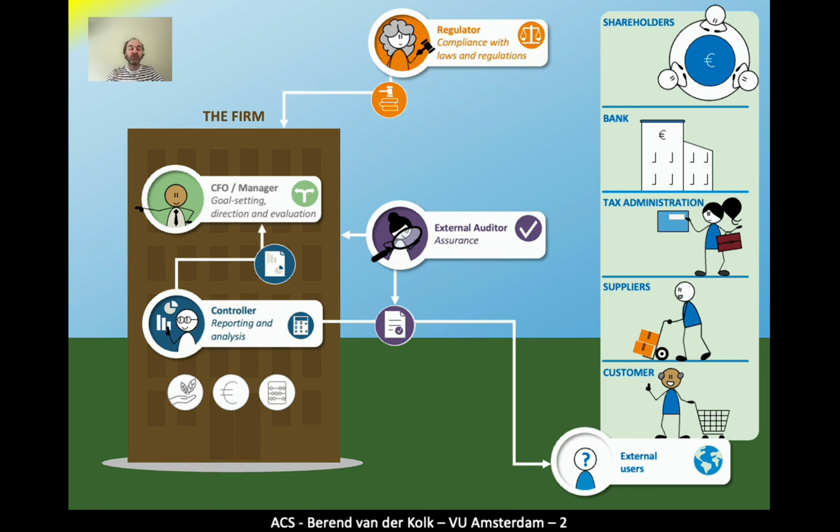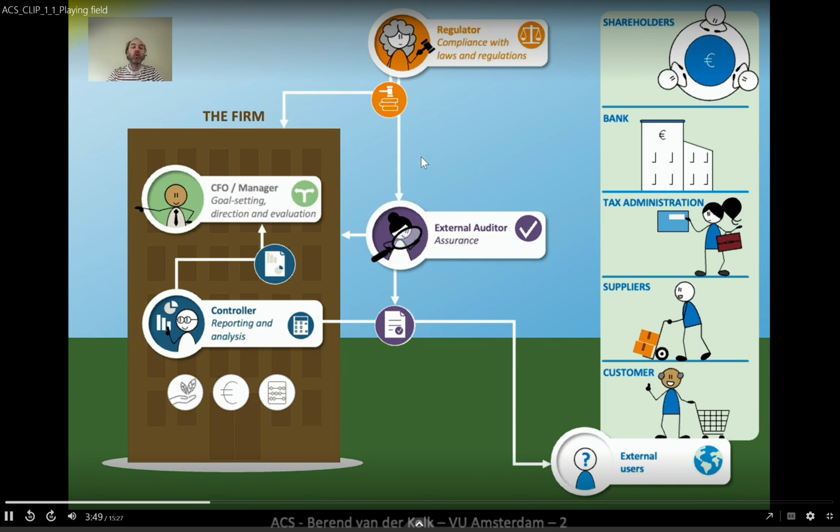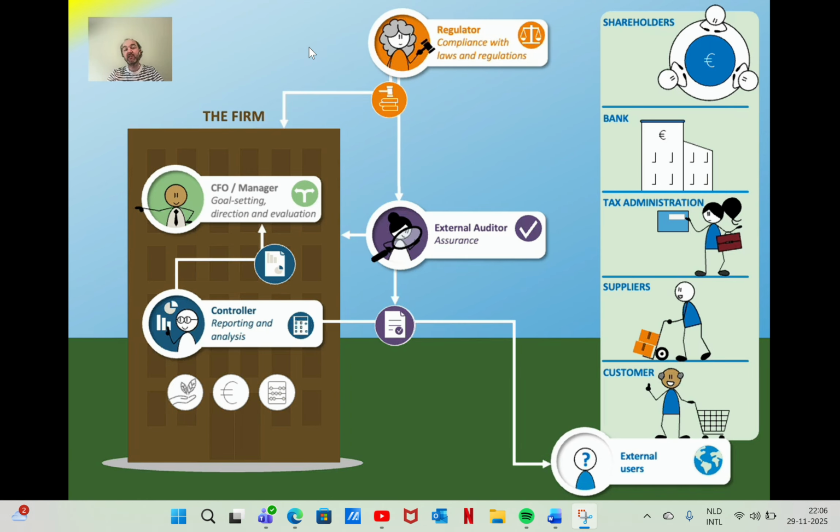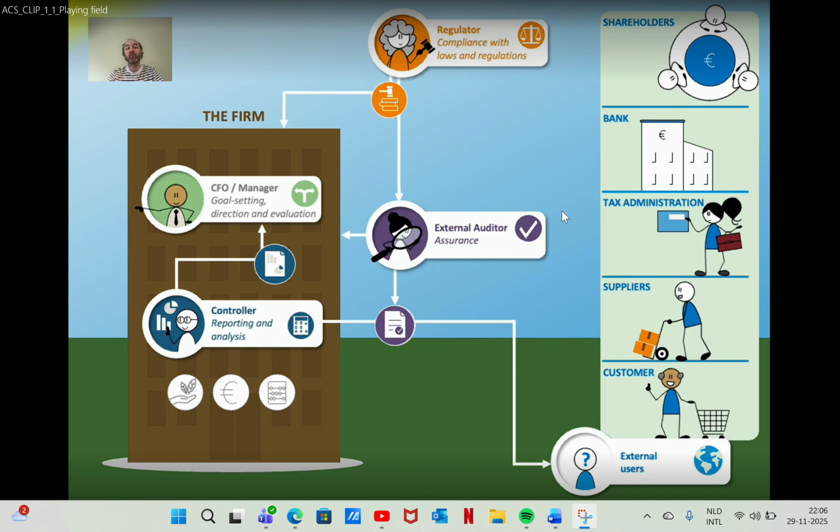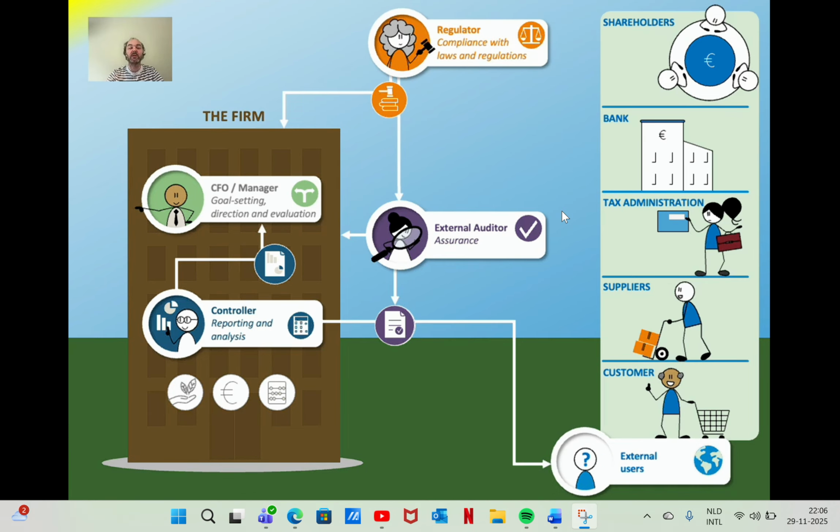Now, of course there's also a regulator who makes sure that a firm operates within the boundaries of the law and complies with the relevant laws and regulations. And this regulator not only checks the firm, but also checks whether what the auditor has checked indeed is good, whether the audits performed by an external auditor are of sufficient quality. So in the Netherlands, this is the AFM, the Authority for the Financial Markets. That's the regulator.